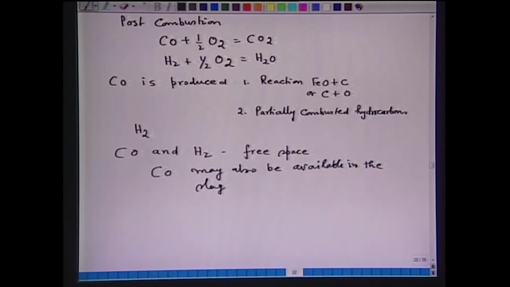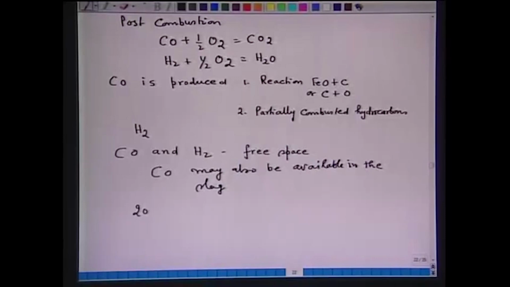So, that means the post combustion of carbon monoxide and hydrogen can occur either at the freeboard or within the slag. Typically, 20 to 30% post combustion is attained in the slag, and 80% is attained in the freeboard. Now, for post combustion to occur, what is required?